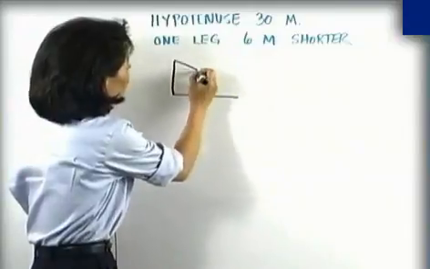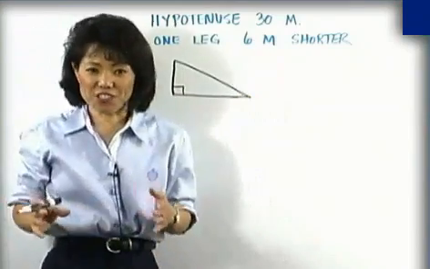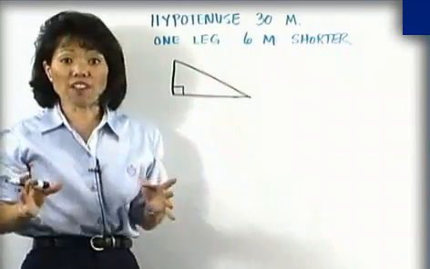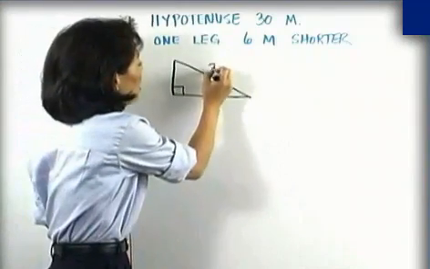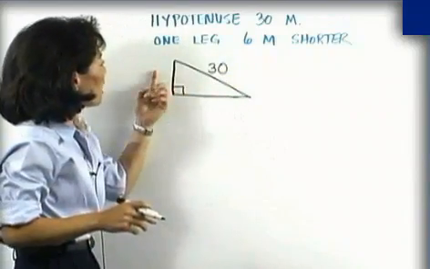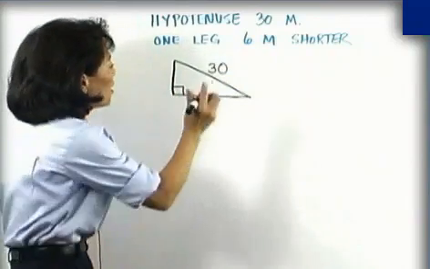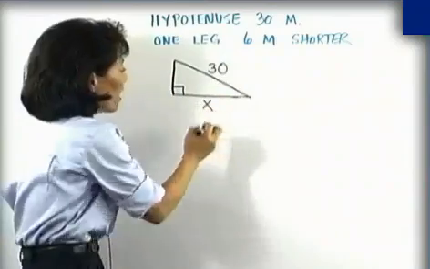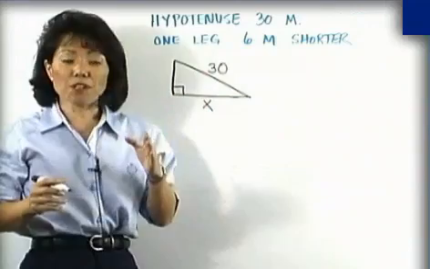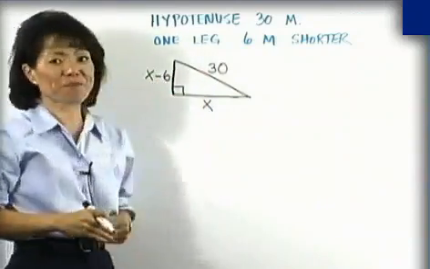So in this problem, let's draw a right triangle. Remember, a right triangle is a triangle with exactly one right angle. We know the hypotenuse, which is the longest side, has length 30. And we know that the relationship between the two legs is that one is 6 meters shorter than the other. So in other words, if this leg is x, which looks a little bit longer in the diagram, we know the other leg is 6 meters shorter than that, or in this case, x minus 6.